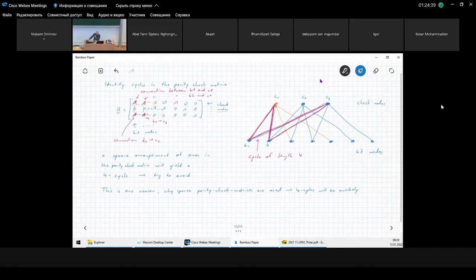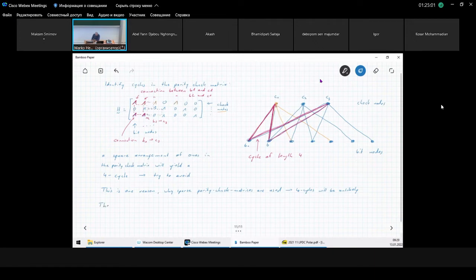Want to come up actually with another definition here. It's the so-called girth of a code. Basically it describes the length of the shortest cycle appearing in this kind of check matrix.